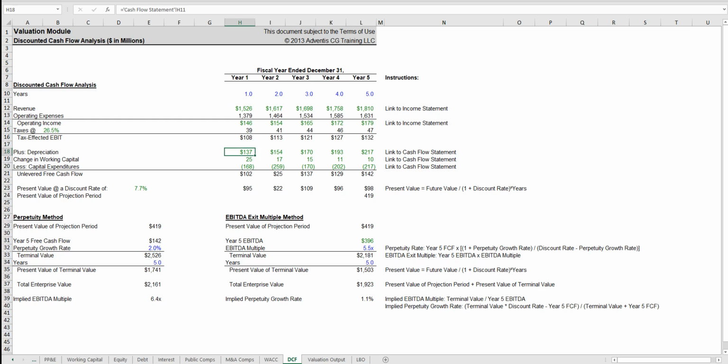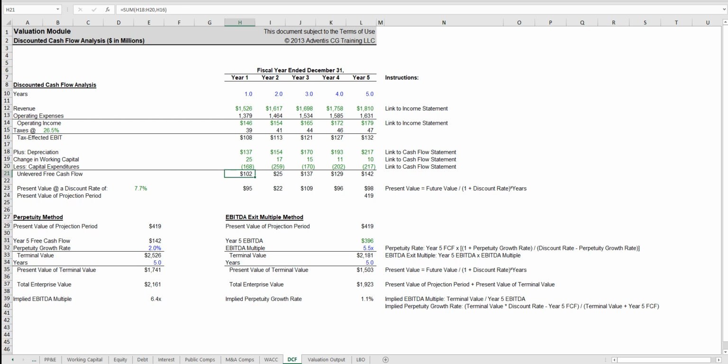Now comes the important considerations of unlevered free cash flow. We add back depreciation given the fact that it is a non-cash charge, then we account for the change in working capital. If assets increase by more than liabilities, this is negative. Otherwise, it's positive. Then we subtract out capital expenditures because it represents an outflow of cash.